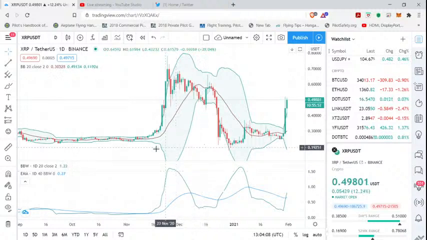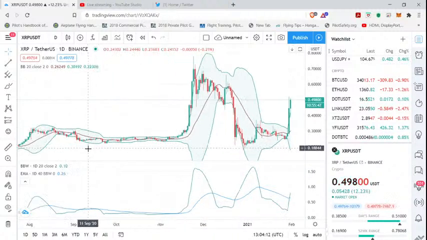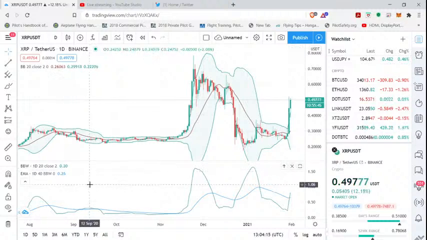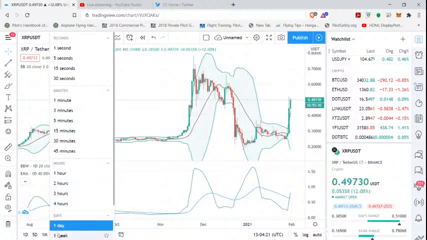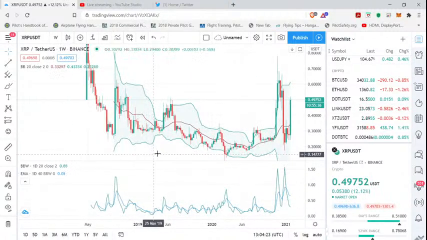It's better to look for these quiet, long flats. This is where you want to accumulate. And ideally, you should probably do this more on the weekly chart anyway.